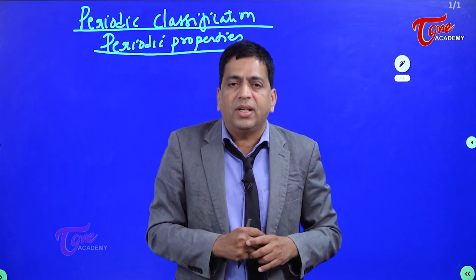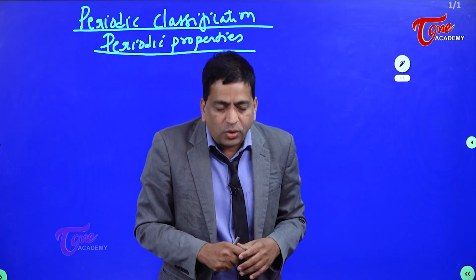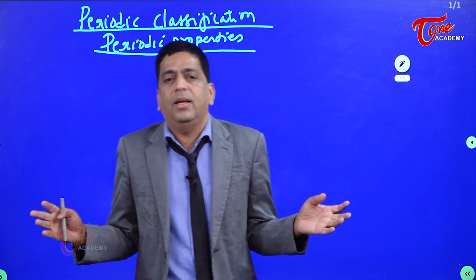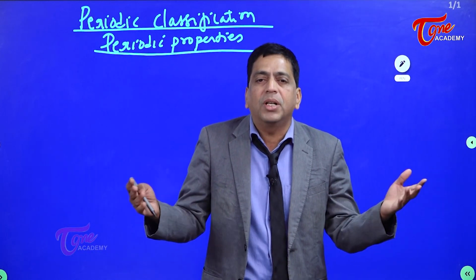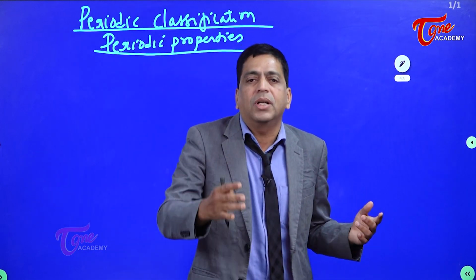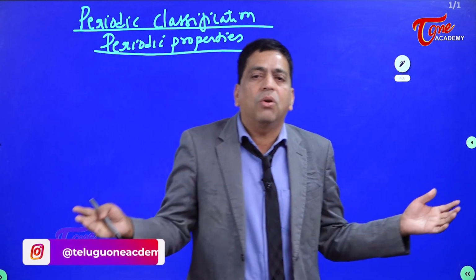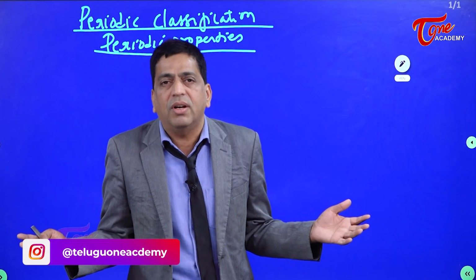The second thing, yesterday I was telling about electronegativity. And what is electronegativity? Electronegativity is basically a periodic property. Now what's a periodic property? A property that repeats itself at regular intervals in a period can be called a periodic property. You must understand this.